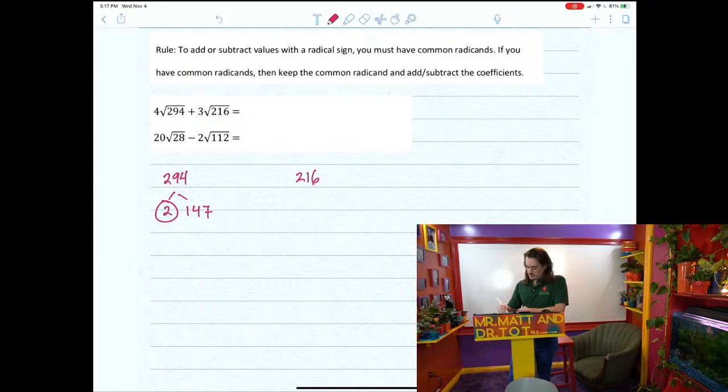And that gives me 49. 3 times 49 is 147. 3 is prime, and 49 breaks down into 7 times 7.